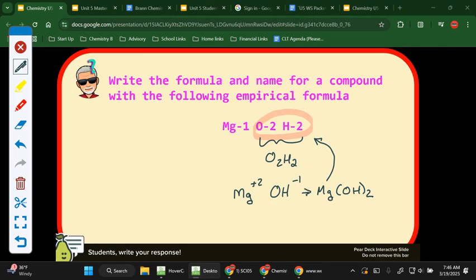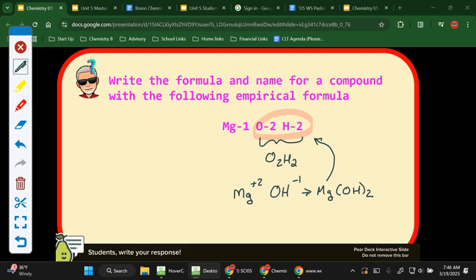So once you figure out what your polyatomic is in this ratio, reduce it to lowest terms to find your polyatomic. Reduce it to lowest terms. Then you know what the polyatomic is. You know what the charge of the metal is. You now know what the charge of the polyatomic is now that you figured it out. Crisscross and write a correct formula.